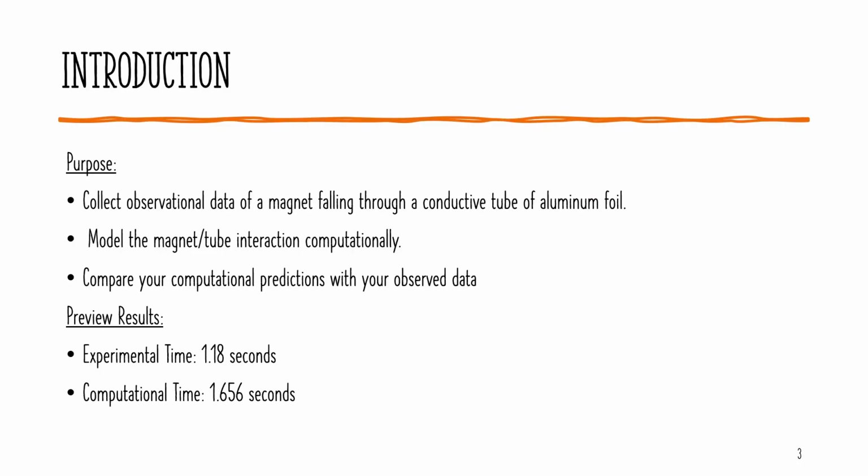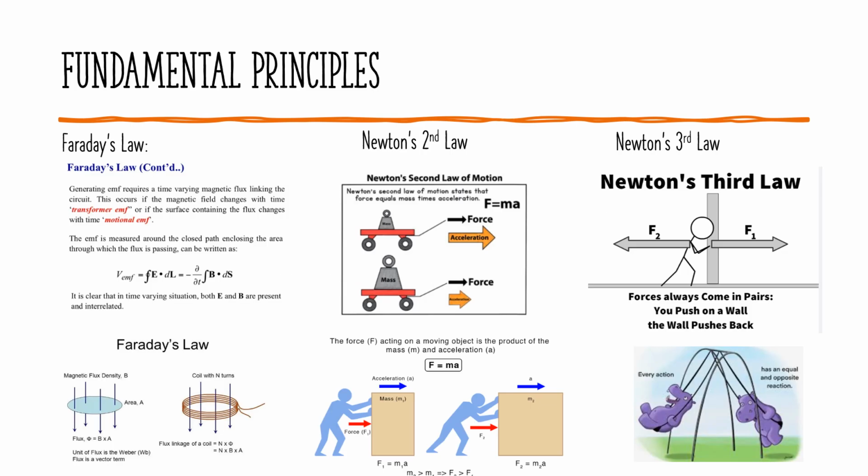The purpose of this lab was to collect observational data of a magnet falling through a conductive tube of aluminum foil, to model the magnet/tube interaction computationally using GlowScript, and then to compare my computational predictions with my observed data. The experimental time was 1.18 seconds, and my computational time was 1.656 seconds. Some of the fundamental principles in this lab include Faraday's law, which is also inclusive of magnetic flux, Newton's second law of motion, and Newton's third law of motion.